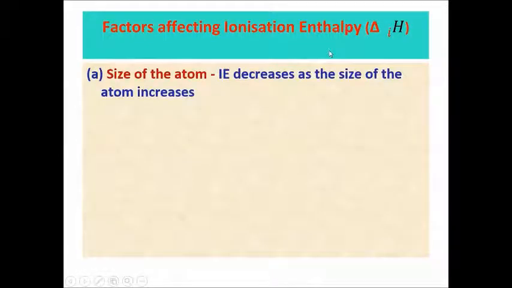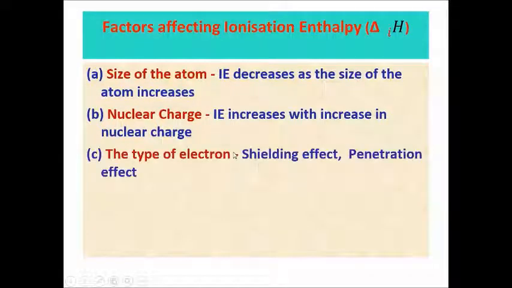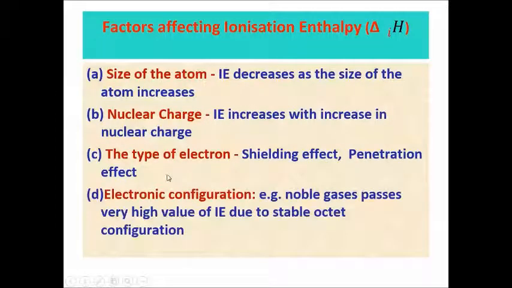Now let's see the factors that affect the ionization enthalpy. The size of the atom: ionization energy decreases as the size of the atom increases. The nuclear charge: ionization energy increases with the increase in the nuclear charge. The type of electron: it depends upon the shielding effect, penetration effect, and also the electronic configuration. As we know, noble gases have a complete valence, a stable octet configuration, so they possess very high ionization energy.